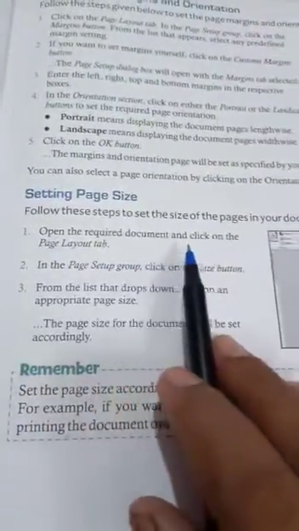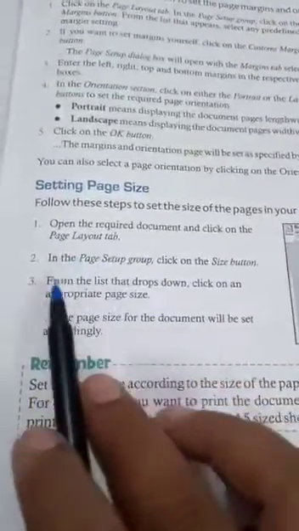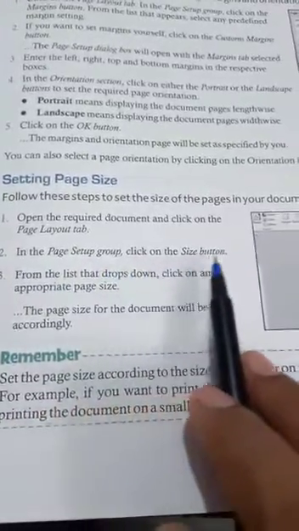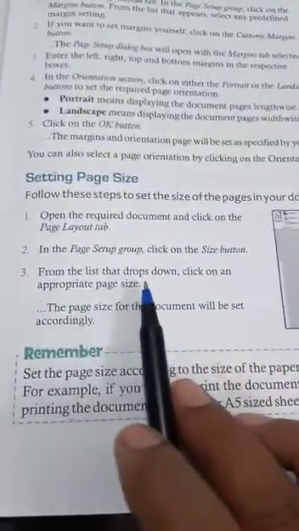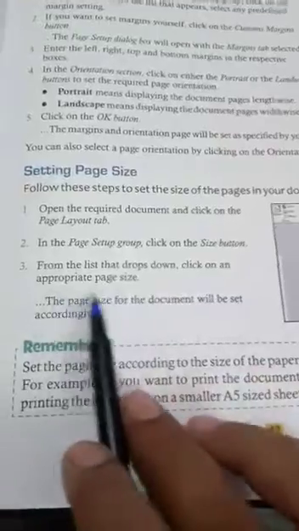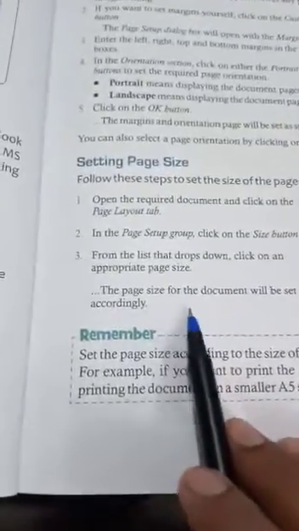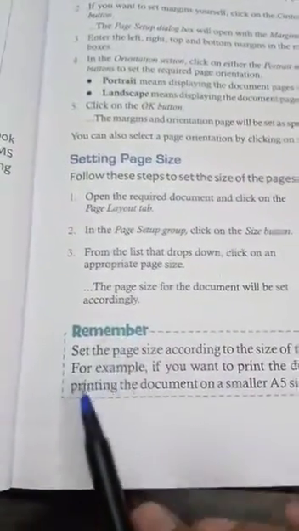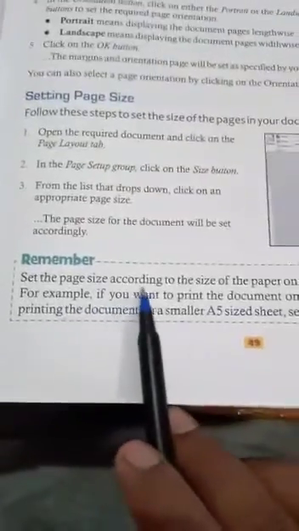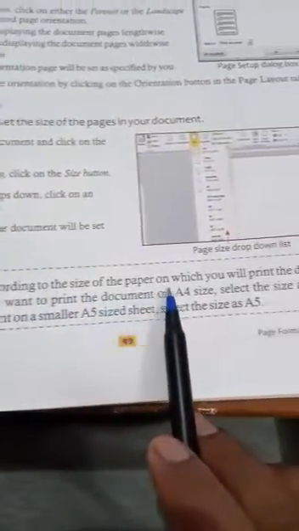Open the required document and click on the Page Layout tab. In the Page Setup group, click on the Size button. From the list that drops down, click on an appropriate page size. The page size for the document will be set accordingly. Set the page size according to the size of the paper on which you will print the document.